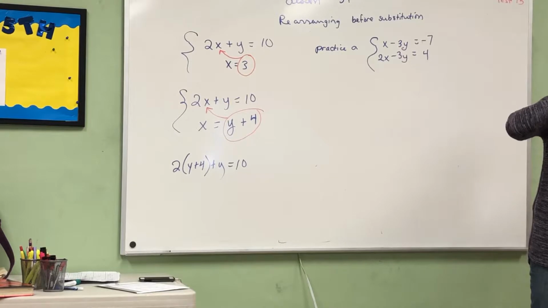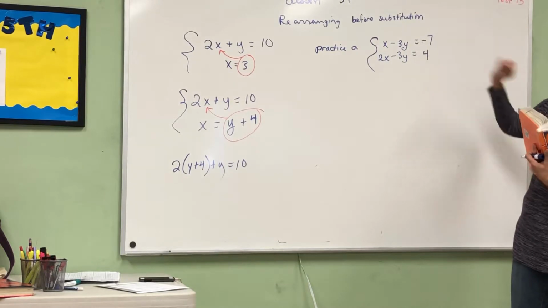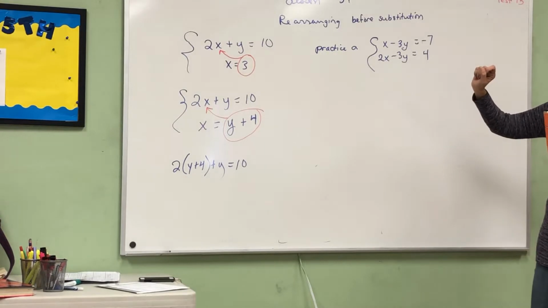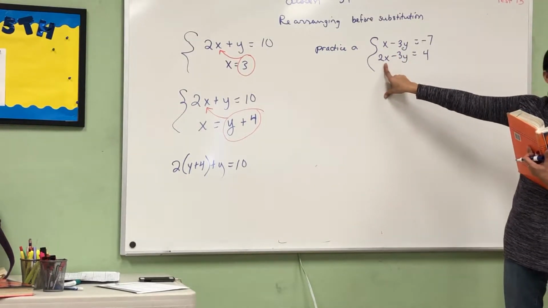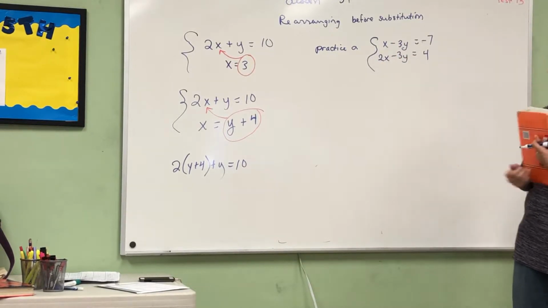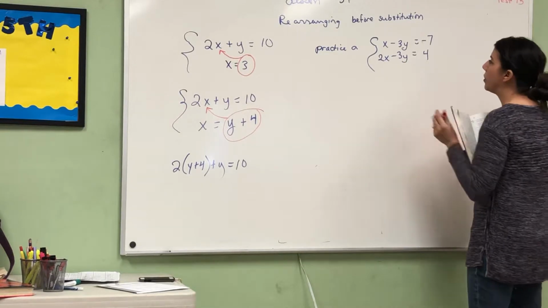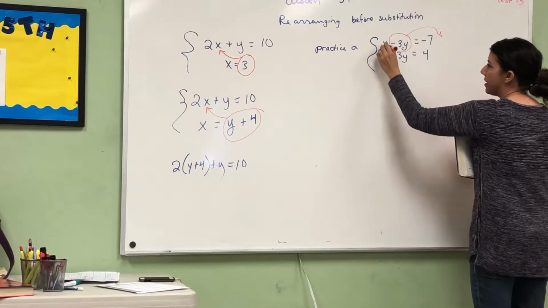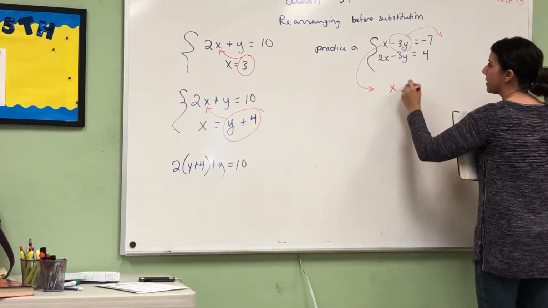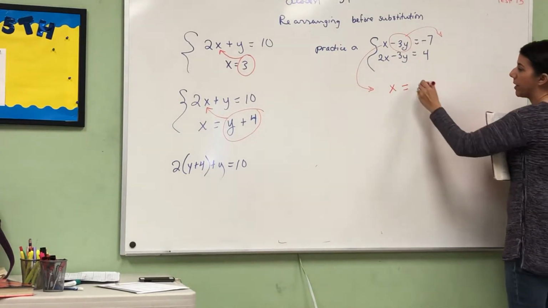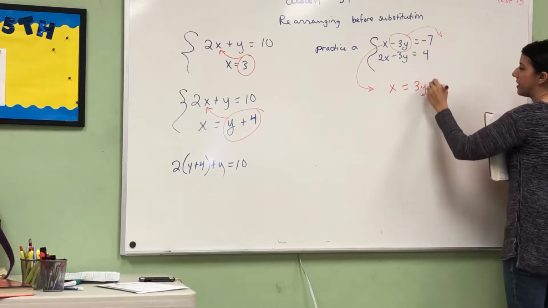Can you see that? Which one of these has a variable that's almost alone? The top one, right? Which variable? The x. Now, is this one almost alone? No, because it has that 2 there also, so you'd have to move that and then divide. One step here gets you the x alone. So let's change this equation and say x equals, what happens to that negative 3y when you move it to the other side? It becomes a positive 3y, and that stays the same.